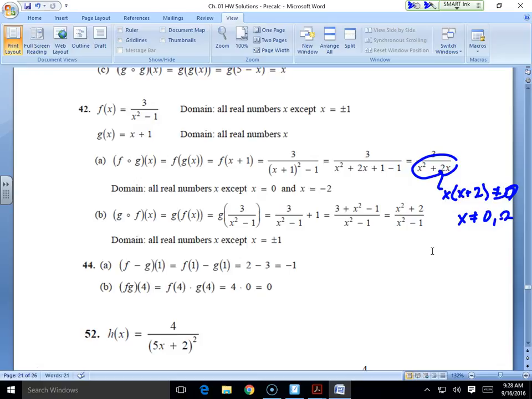Letter B, plugging in the other way. Here's your final answer. Did you get it? X squared plus 2 over x squared minus 1. Same thing, bottom can't be 0, so x can't be plus or minus 1 for the domain.